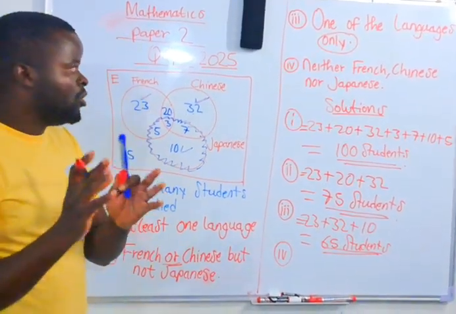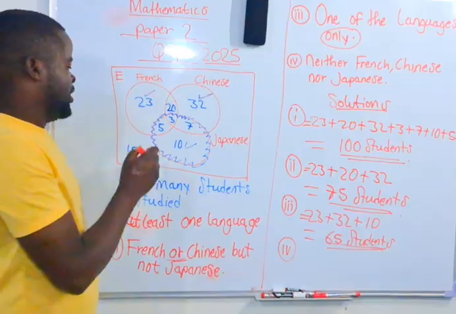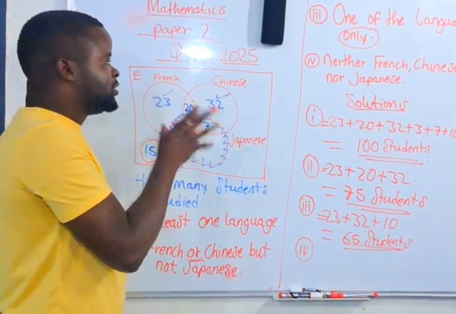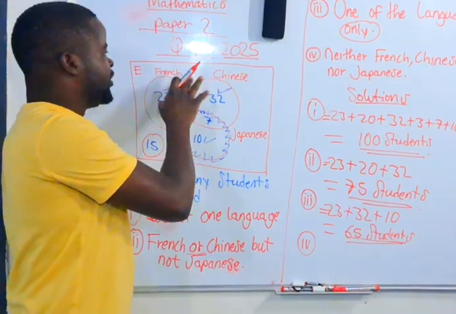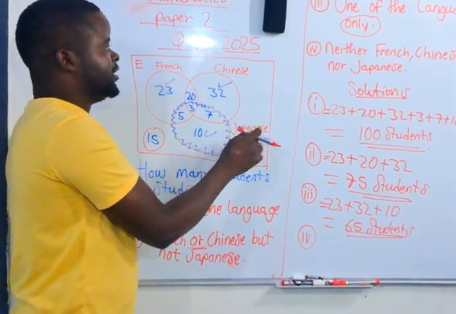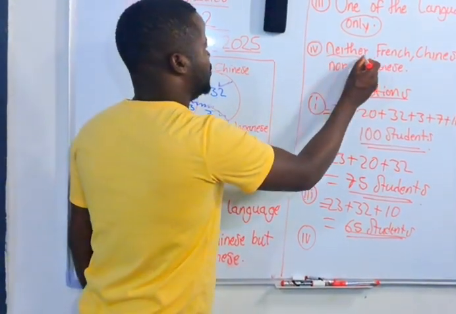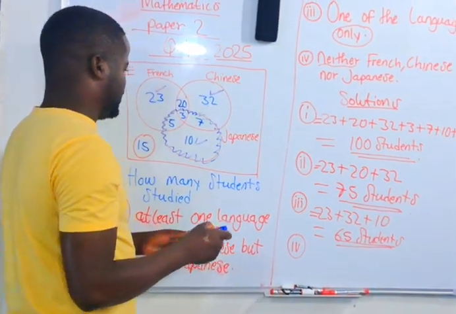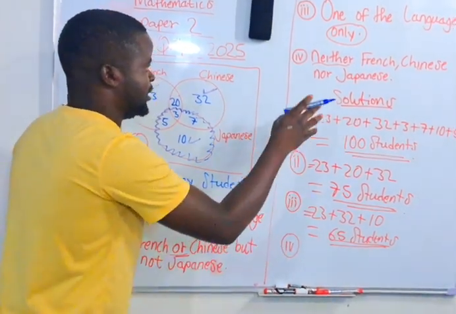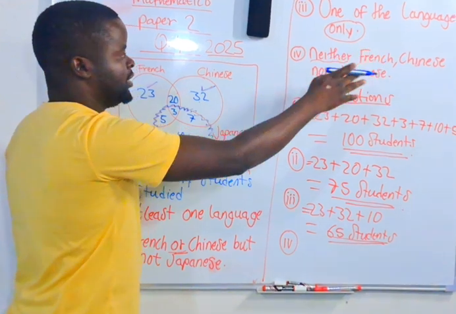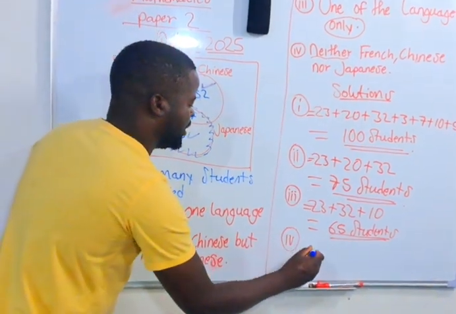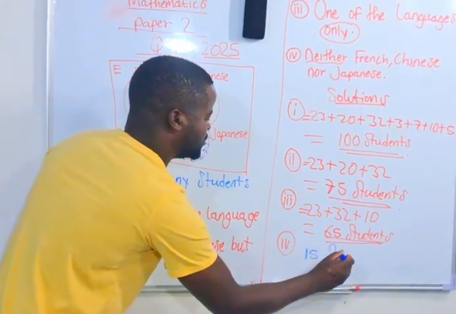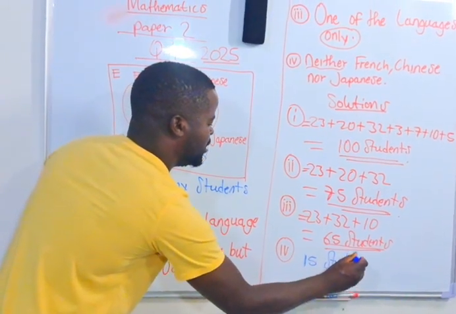In this case, all we need to consider is to pick 15, because these are the only students who are not taking part in studying French, Chinese, and Japanese, because of the use of the word neither. So we are only going to pick students that studied neither French, Chinese, nor Japanese. We only have 15 students. So by doing so, we are done.